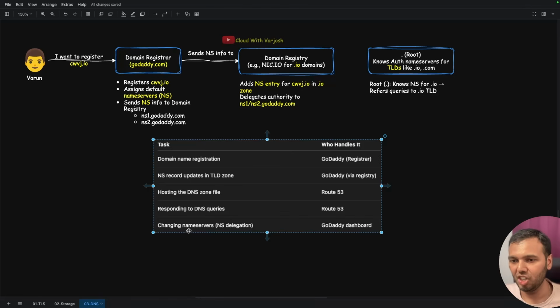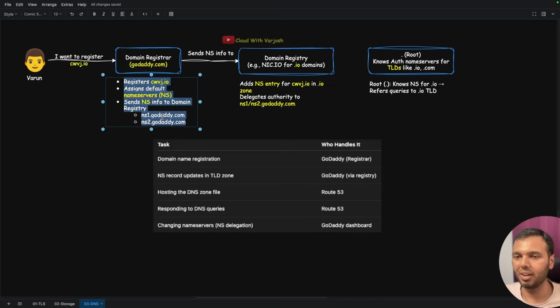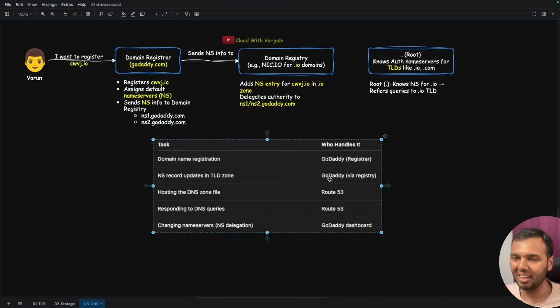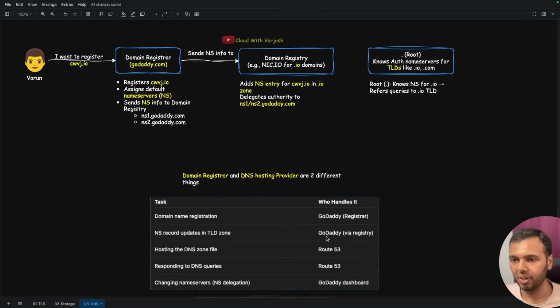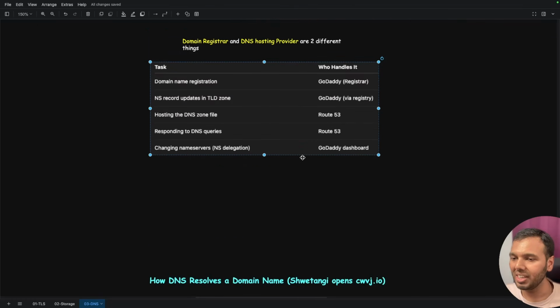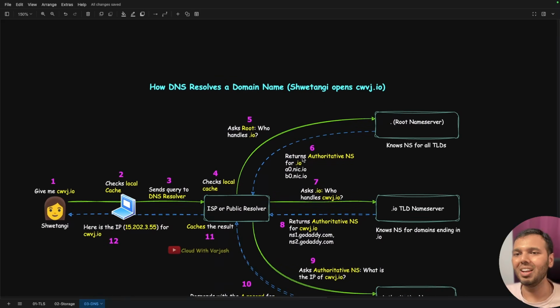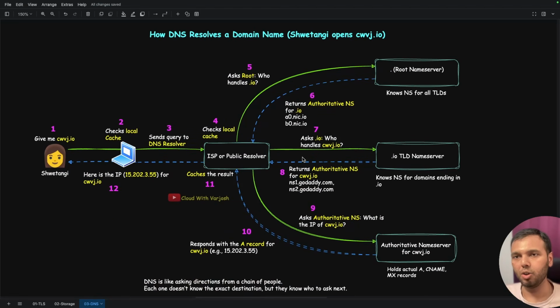And finally, changing name servers is again performed at GoDaddy's dashboard. So you can simply go to the dashboard and change the name servers to Route 53 in case you want Route 53 to be your DNS hosting provider. I hope this is clear. Now let's move to the final diagram where we will connect everything together.